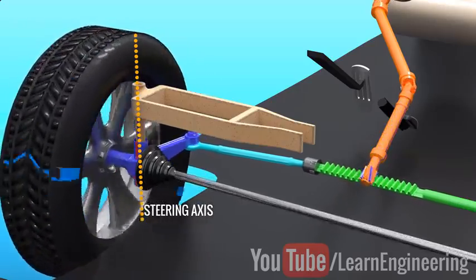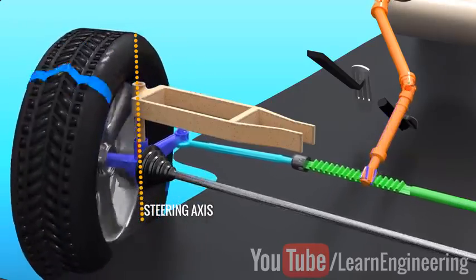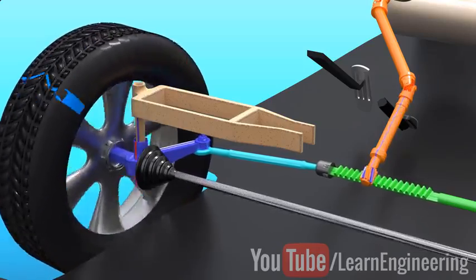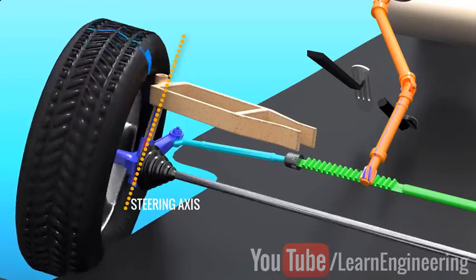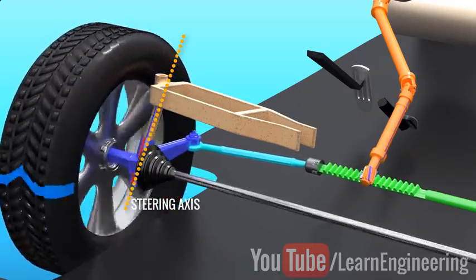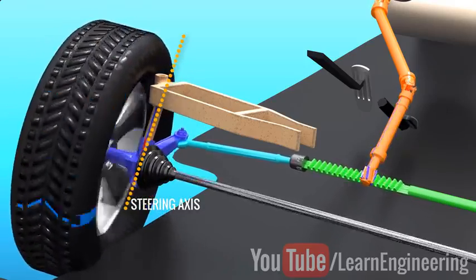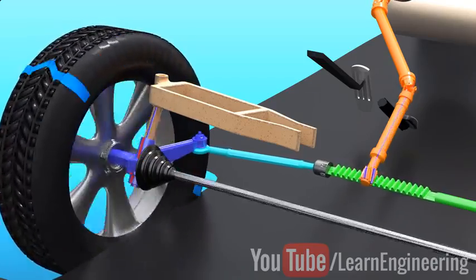However, this is not normally the case in practice. In practice, the steering axis will be slightly inclined to the vertical, as shown. This angle is called the caster angle. You will get a clear picture of this angle when it is viewed from the side.